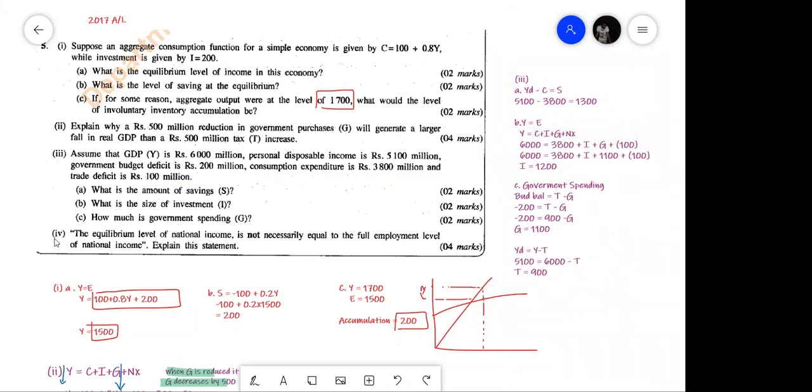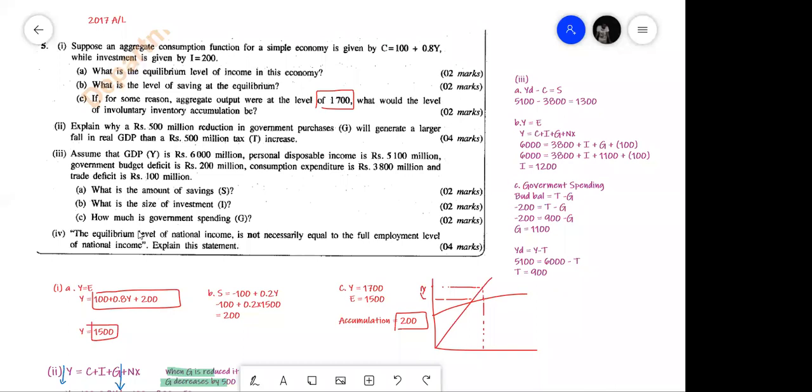Okay, and then the fourth part, that is this. The equilibrium level of national income is not necessarily equal to the full employment level of national income. I think I have discussed this before. Do you all want me to discuss this again? I think I did this last time. The inflationary output gap, deflationary output gap, that the economy can be at equilibrium with inflation and also with unemployment. That is that story that you need to draw and explain. So the same question they ask in different forms.